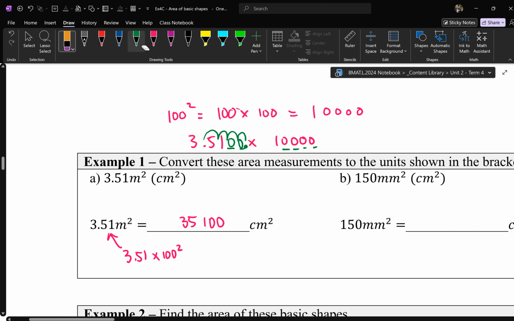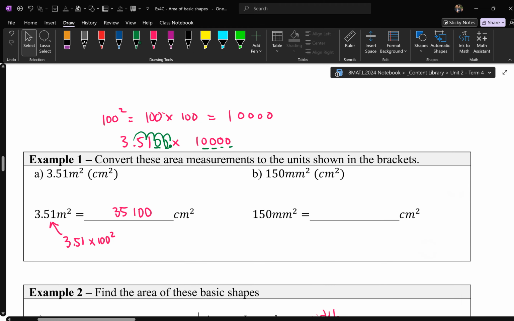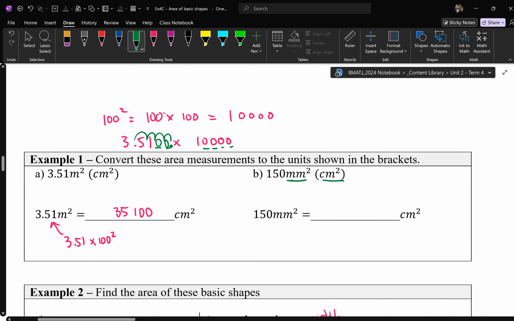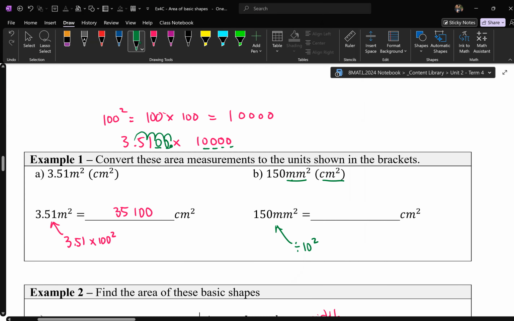So I'm showing you a couple of ways there, but please use a calculator. Unless your arithmetic skills are pretty good, then what I just described will make sense to you. Okay? And the other one is, well, what if you want to convert squared millimeters to squared centimeters? And hopefully if you look at your chart, it is divide by 10 squared. Okay? So to divide by 10 squared, that is on your calculator, 150 divided by 10 squared. And that gives me 1.5. And so the answer is 1.5 squared centimeters.